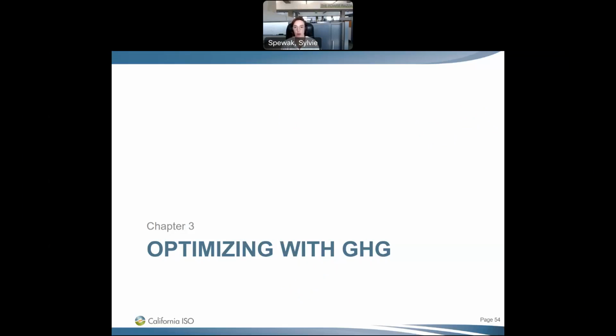Okay, welcome to Chapter 3, Optimizing with GHG. In the last chapter, we reviewed how the market dispatches resources, how to set prices, how to verify that the marginal cost of congestion is what it is when there's a transmission constraint. And in this chapter, we're going to layer GHG on top of that.